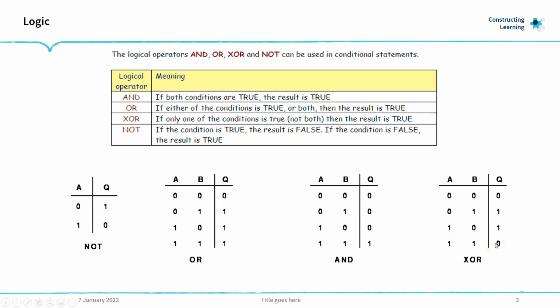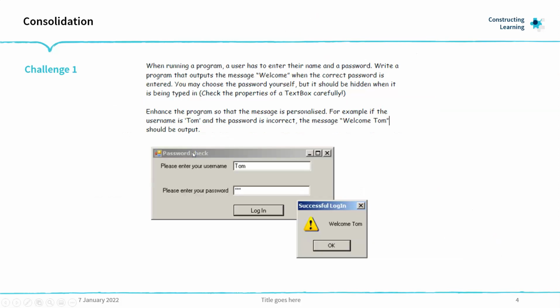So let's now have a go at some challenges. Let's look at the first one, and I'll go through this with you. When running a program, a user has to enter their name and a password. Write a program that outputs the name welcome when the correct password is entered. You may choose the password yourself, but it should be hidden when it's being typed in. So check the properties of a text box very carefully. You can enhance the program so the message is personalized.